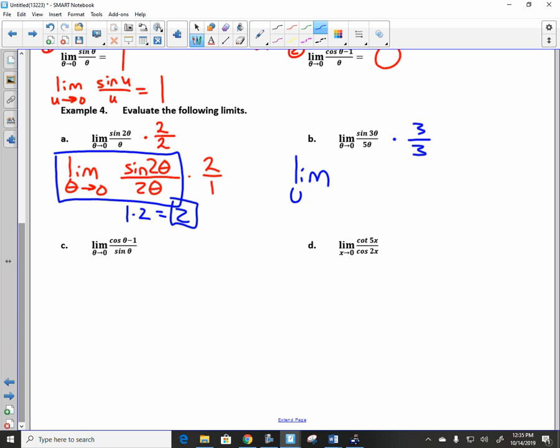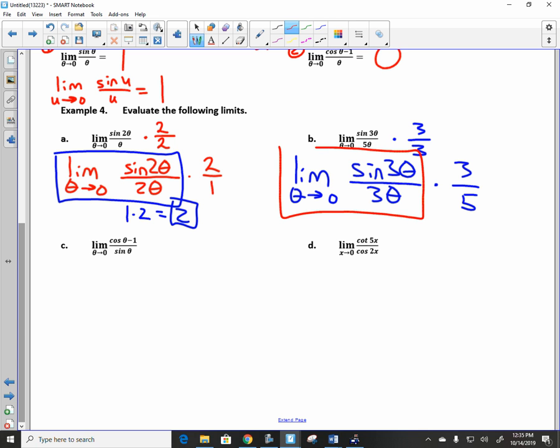The limit as theta goes to 0 of sine of 3 theta over 3 theta times 3/5. So I put the 3 where the 5 was and 5 where the 3 was, because it's all multiplication in the denominator, right? You can move things around. What is that? 1 times 3/5 is 3/5.